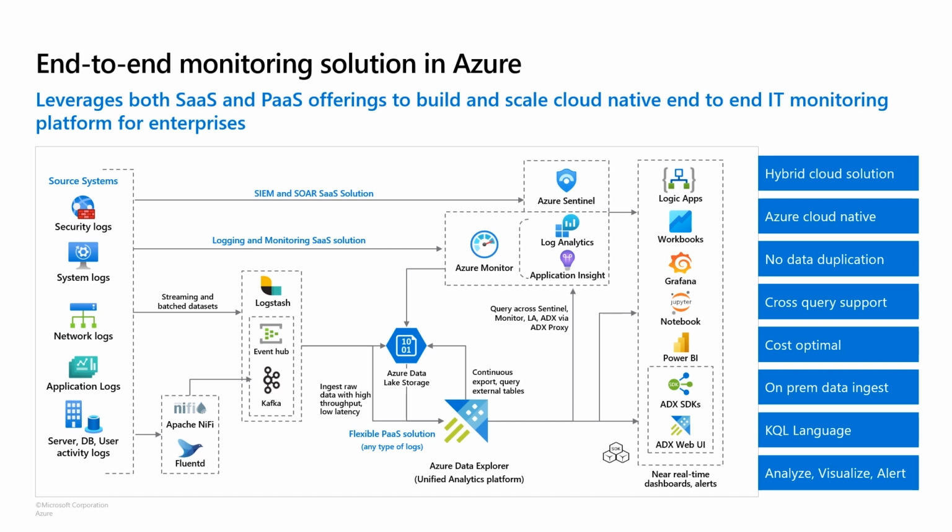And with this architecture, it's a hybrid cloud solution. You can bring your other cloud data as well in ADX. It's an Azure cloud-native solution, fully supported. You've got all the auto scale capabilities, so you can scale your solution as your business grows, as you start seeing more and more data coming in. There is absolutely no data duplication in this, which allows you to really build a very cost-optimal solution, which allows you to run cross queries between all of these services. You can also bring your on-prem data as part of this architecture.